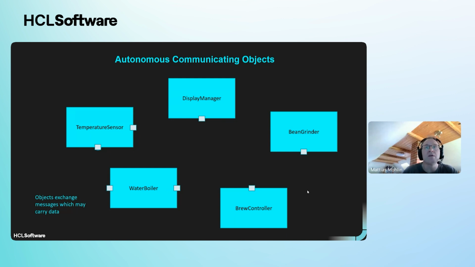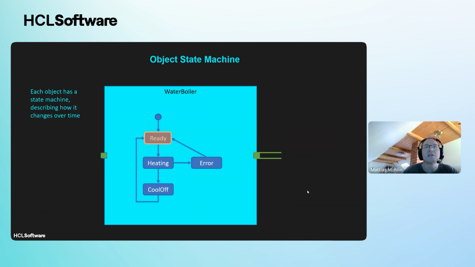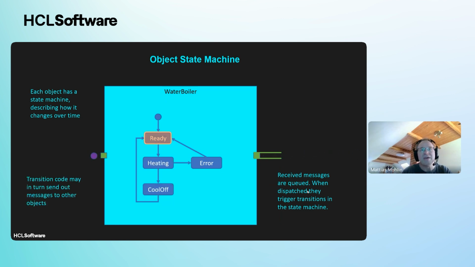If we look at one of these objects, let's take the water boiler, we can see that it has a state machine which describes how this object changes over time. So it may start, for example, in some ready state. Then at runtime, it receives messages from other objects which get queued, but at some point, these messages are dispatched. And when that happens, a transition between two states can trigger in the state machine. So it goes from one state to another.